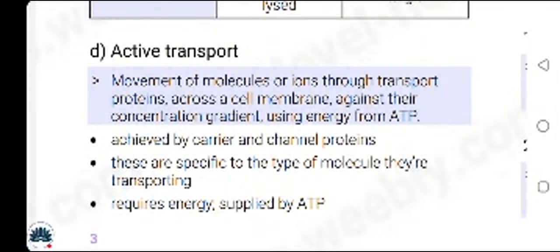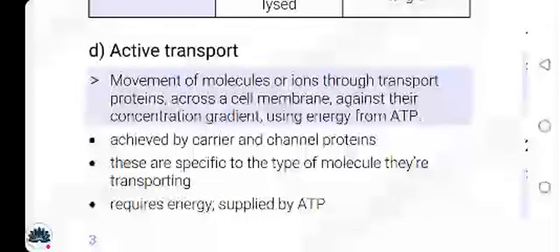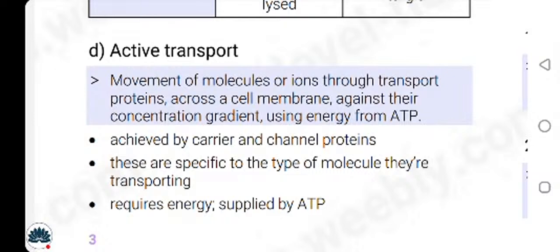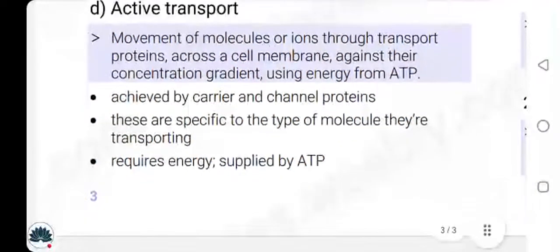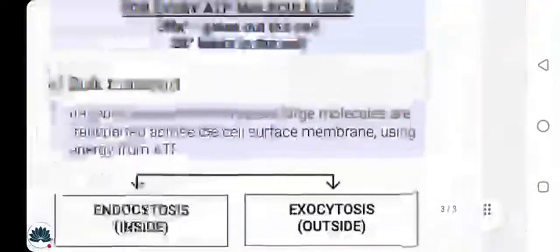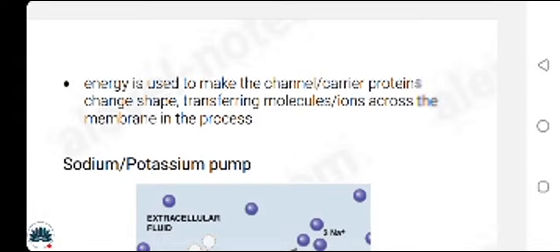Moving towards active transport: movement of molecules or ions through transport proteins across the cell membrane against their concentration gradient using energy from ATP. Do you understand why active transport requires energy from ATP? This is because they are working against the concentration gradient. It is achieved by carrier and channel proteins, which are specific to the type of molecules they are transporting, and it requires energy supplied by ATP, meaning adenosine triphosphate. Energy is used to make the carrier change shape, transferring molecules or ions across the membrane in the process.